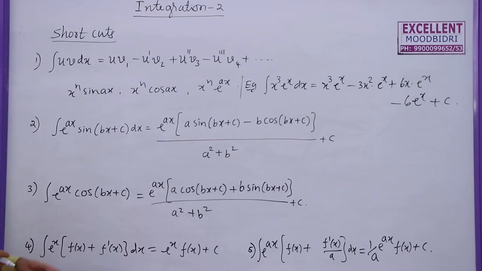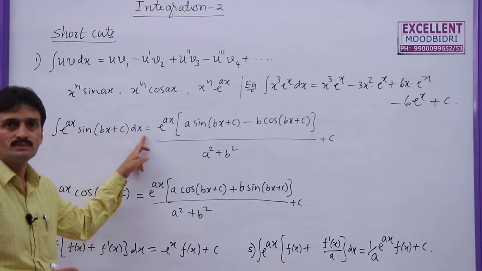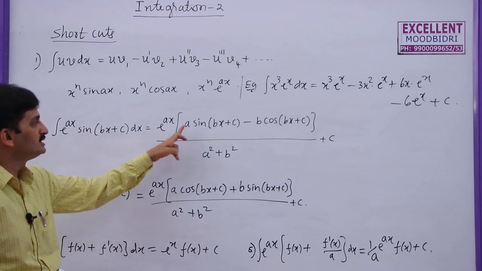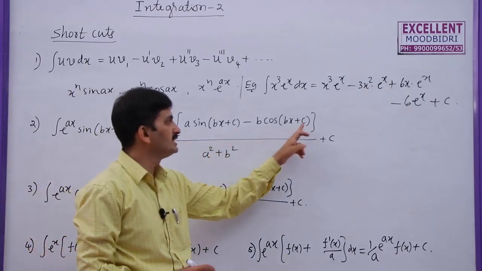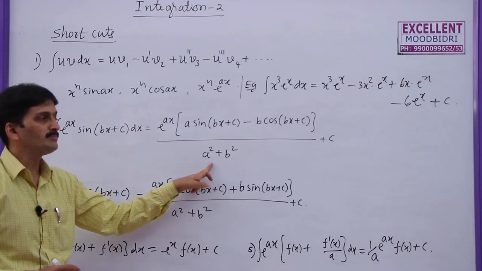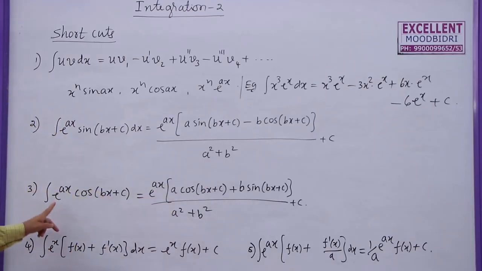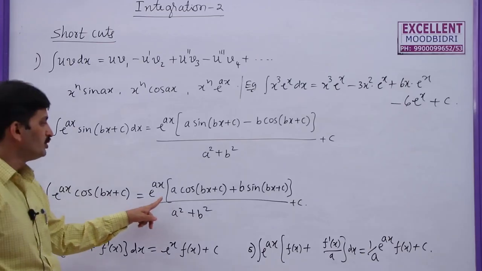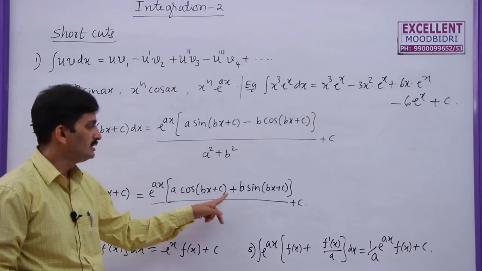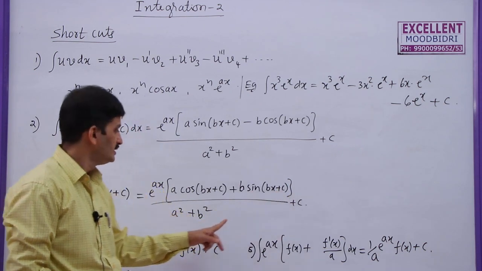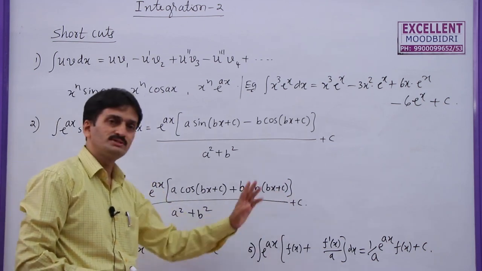Next, integration of e power ax into sine of bx plus c dx equals, by this formula, e power ax into a sine bx plus c minus b cos bx plus c, whole divided by a square plus b square, plus c. Integration of e power ax into cos of bx plus c equals e power ax into a cos bx plus c plus b sin bx plus c, divided by a square plus b square, plus c.